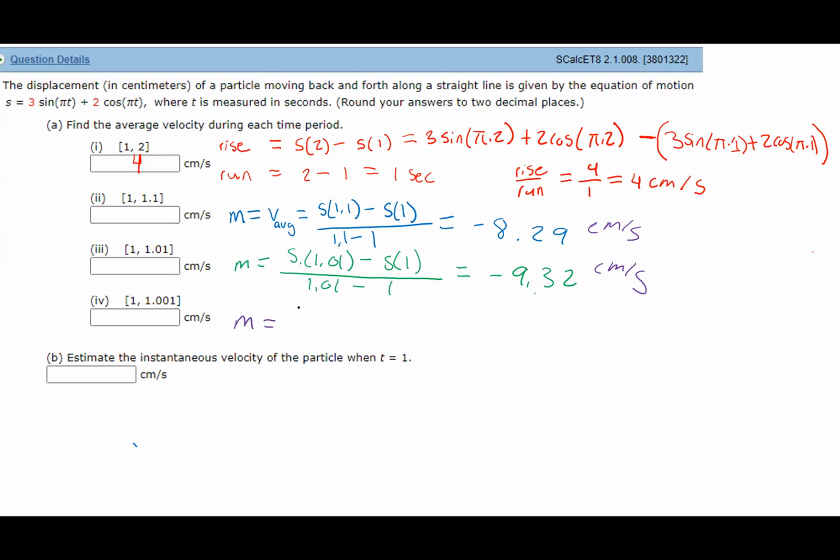And lastly, we've got S of 1.001 minus S of 1 over 1.001 minus 1. That's equal to negative 9.41. Okay, so what have we done going from part 1 to part 4? Got more exact, how?